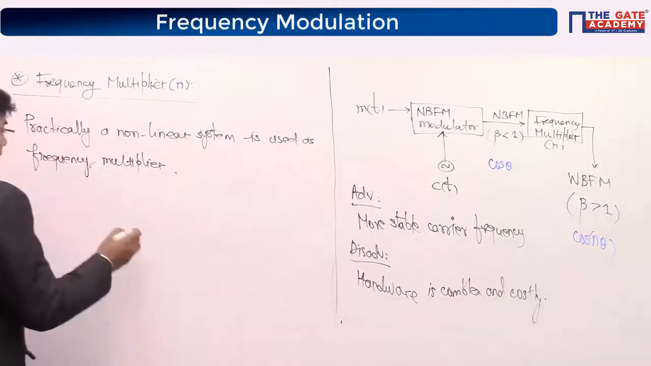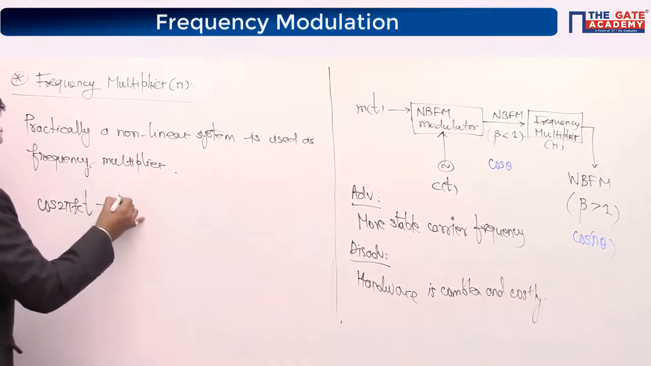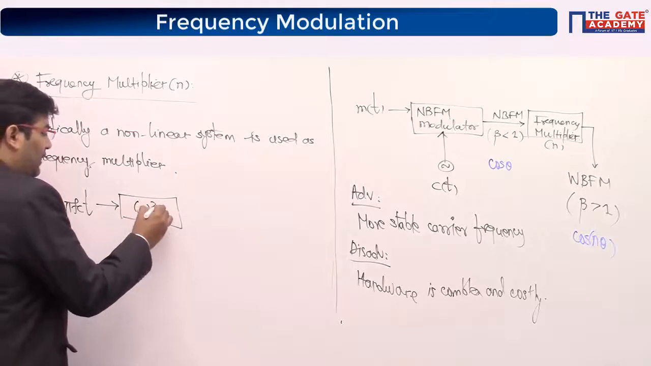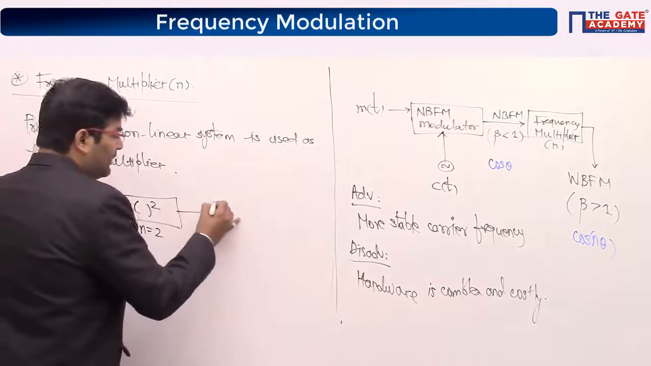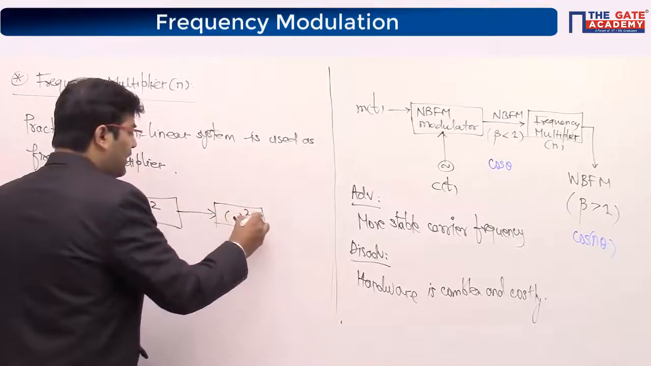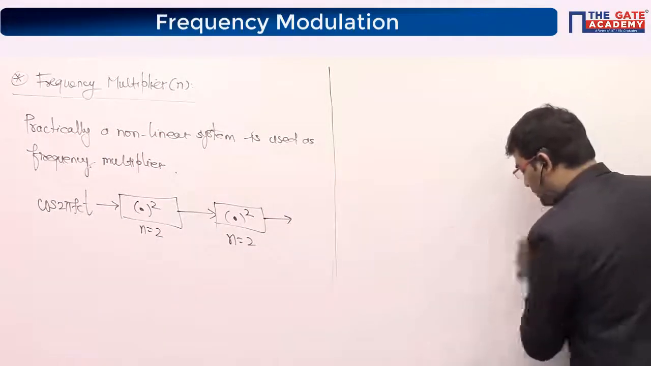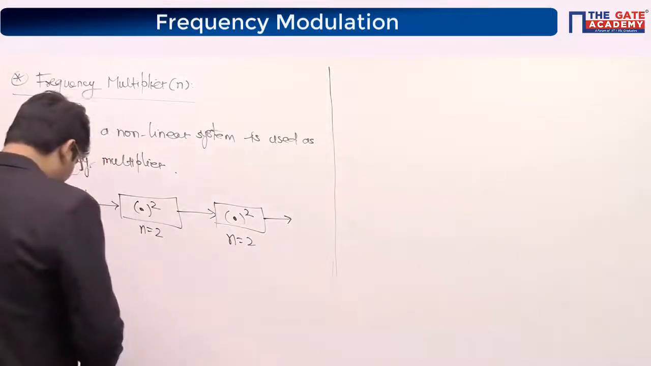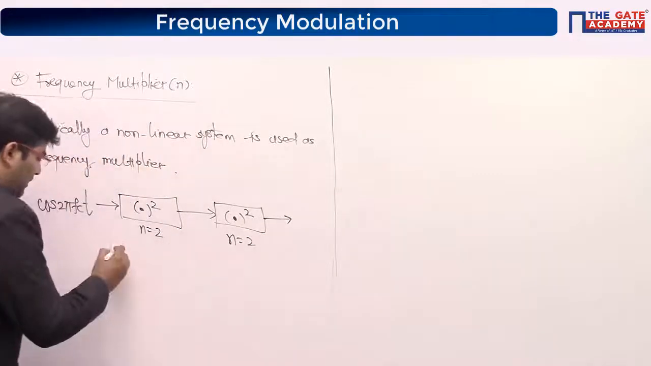So, suppose you take a carrier signal cos 2πfct, and you give it to a block which is a function of square, and that's why we call it n equal to 2. And you put another cascade function of the same. So whatever comes inside this will be squared, same as the square function, and this is again n equal to 2. What I'm saying is, if you do cos 2πfct, what will happen here? So at this stage, what will happen?